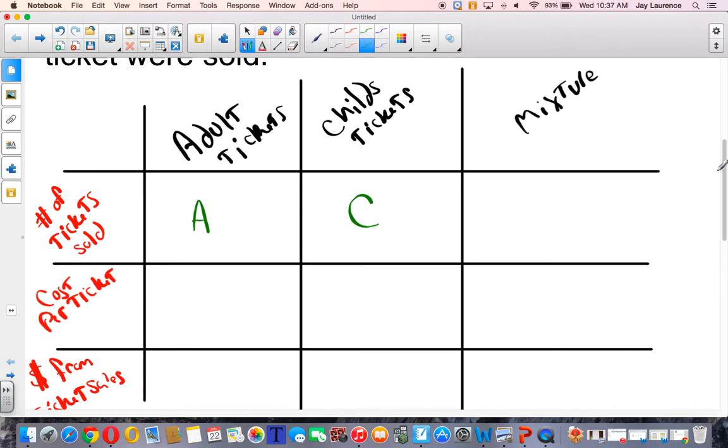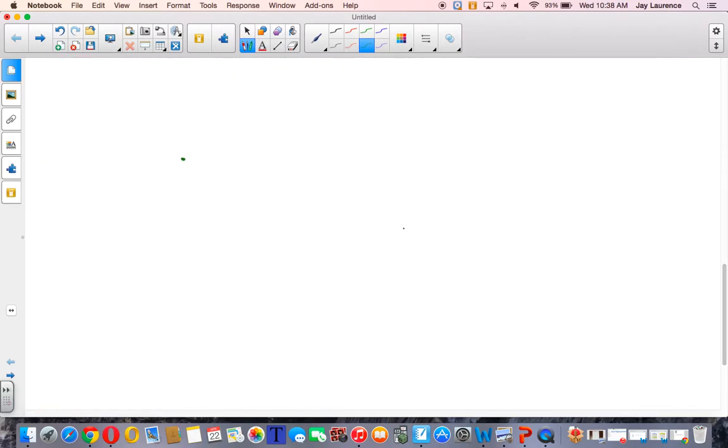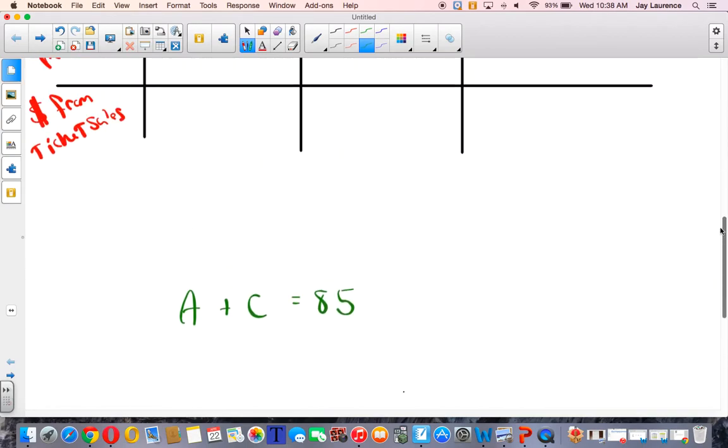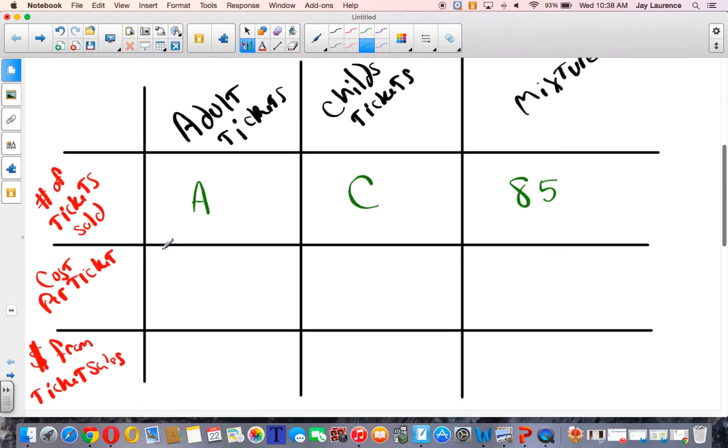The mixture is, I've forgotten, is it 85? Yes, I think it is. There are a total of 85 tickets sold. So I have A plus C equals 85. I'll have to solve that equation for one of those variables in a minute. Okay, what's the cost per ticket? I think this is $8.50, and I think this is $5.25.